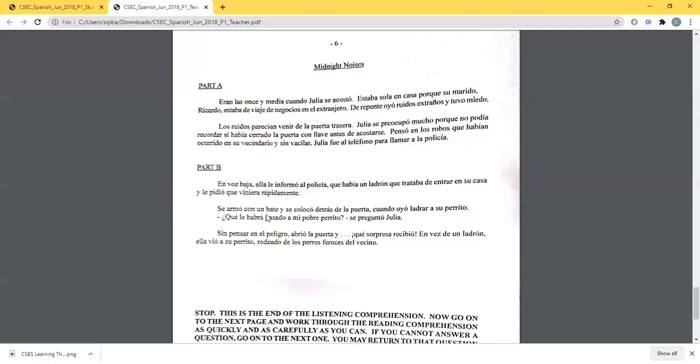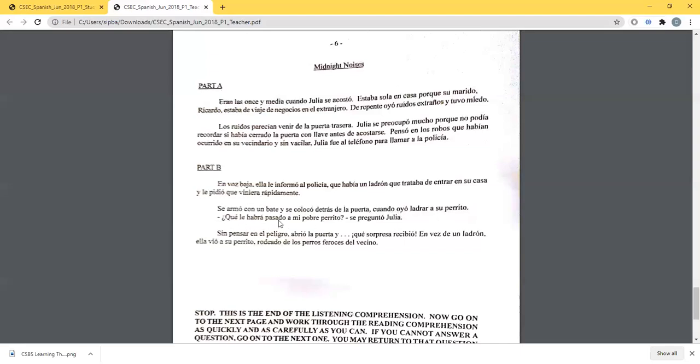Se armó con un bate. I'm just talking about it. So Julia is also not playing around, right? Julia gets a bat. Se armó con un bate y se colocó detrás de la puerta. And she placed herself behind the door. Cuando oyó ladrar a su perrito. So when she heard her little dog bark, right?